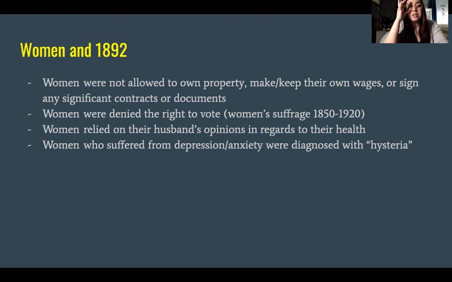Hysteria has a very long, sort of convoluted history, but it wasn't actually taken out of the textbook for mental illnesses until 1950. So it was actually something that women had to fight to get rid of because they saw it as oppressive. And of course it was, because you were just being dismissed for what your depression and anxiety were, right? So let's get into it.